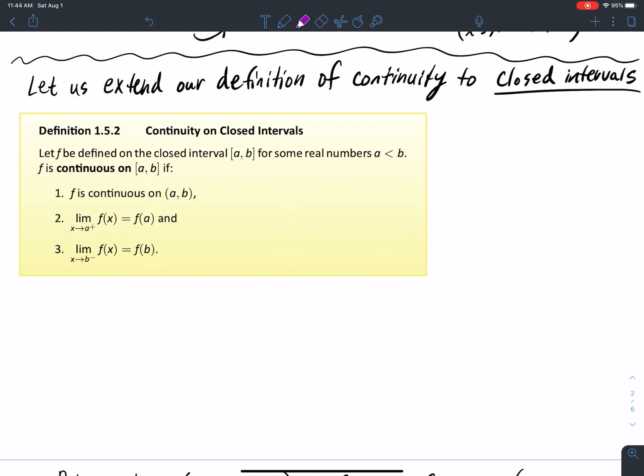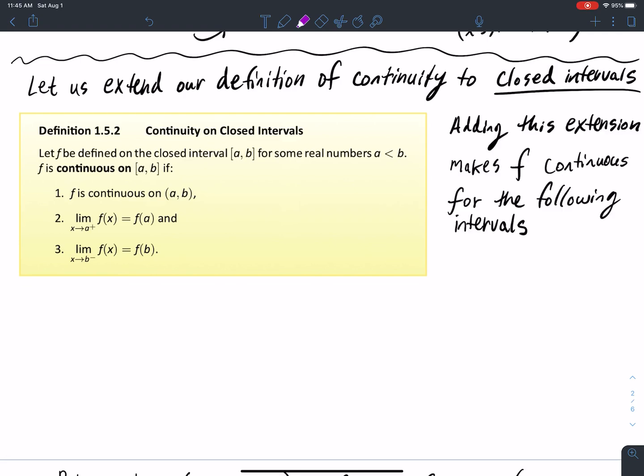f is continuous on [a, b] if f is continuous on the open interval, and then what are we doing? We're now only going to be concerned with the limit as x goes to a from the right of f of x is equal to f of a, and the limit as x goes to b from the left is equal to f of b. So what does that look like? Adding this extension makes f continuous for all of the following intervals.